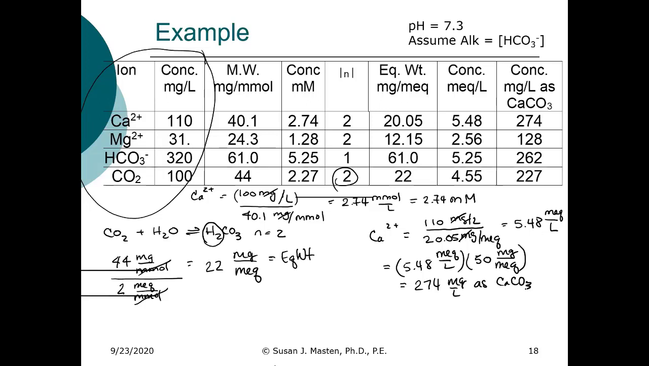So where did the 50 come from? This is the equivalent weight of calcium carbonate. The next thing we want to do is determine the total hardness, the carbonate hardness, and the non-carbonate hardness. And we're going to do that with a bar chart because it's a nice way of symbolically showing the concentrations.